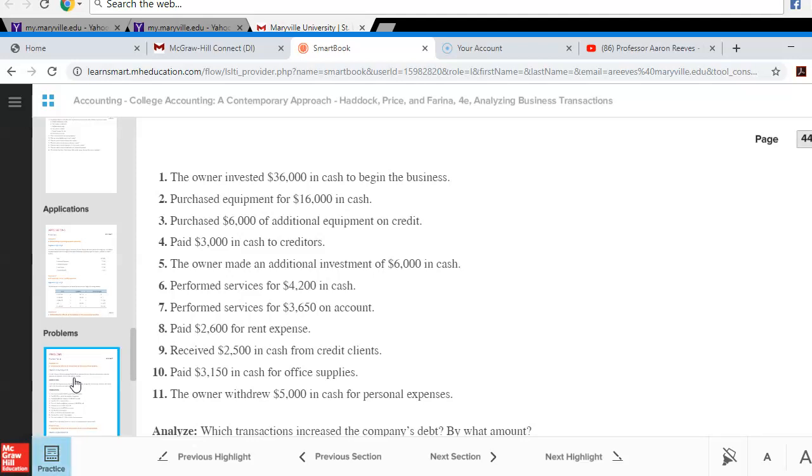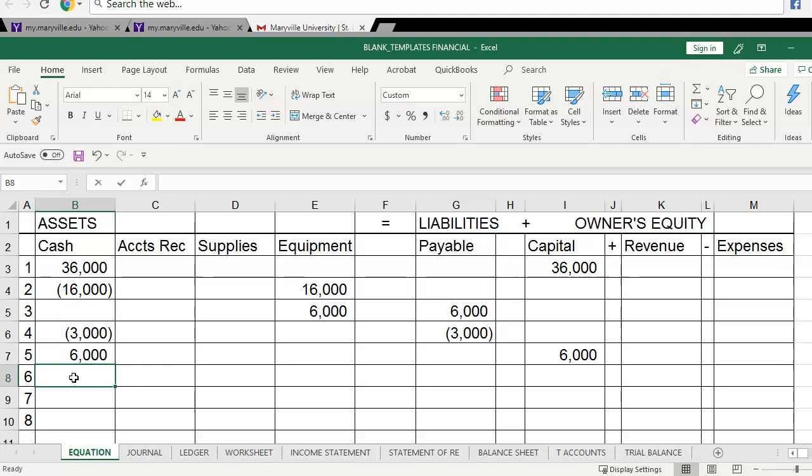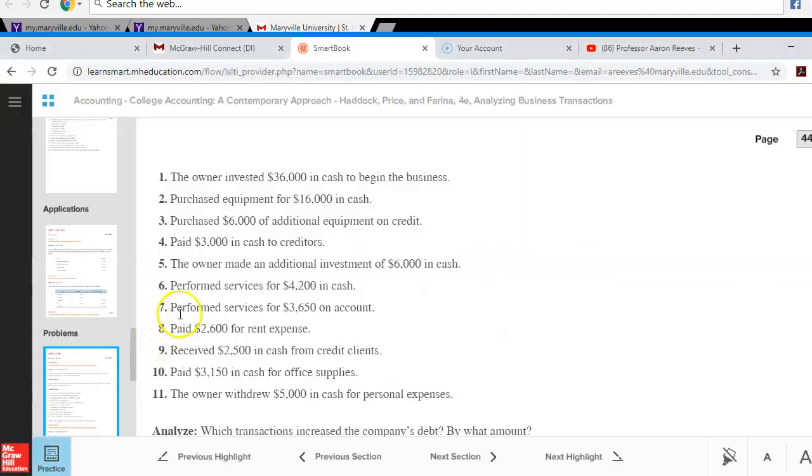Again, whenever you perform a service, that means you are now earning revenue. So in this case, we perform services and receive cash $4,200. So my cash account increased by $4,200, and my revenue account increased by $4,200. Number 7 says perform services for $3,650 on account.